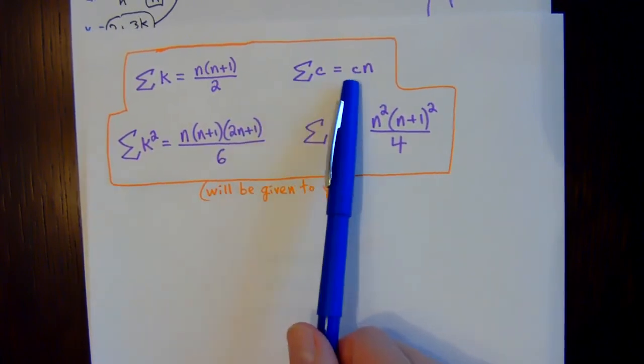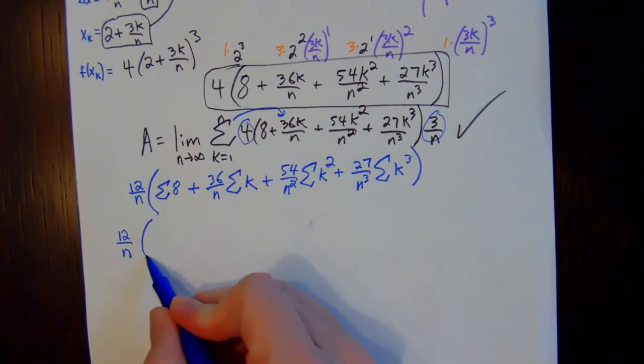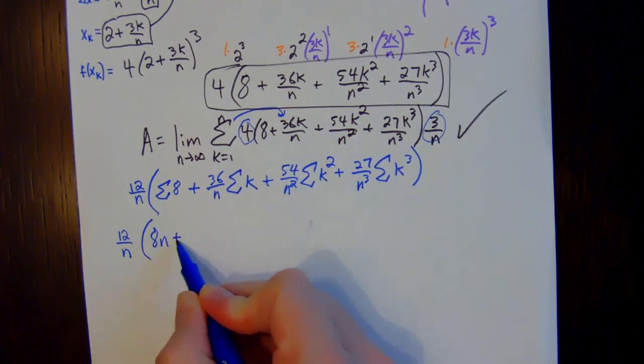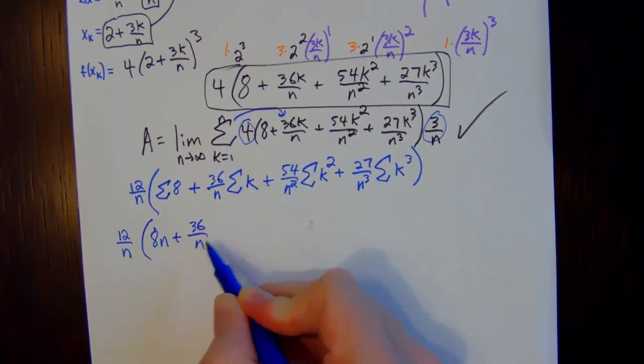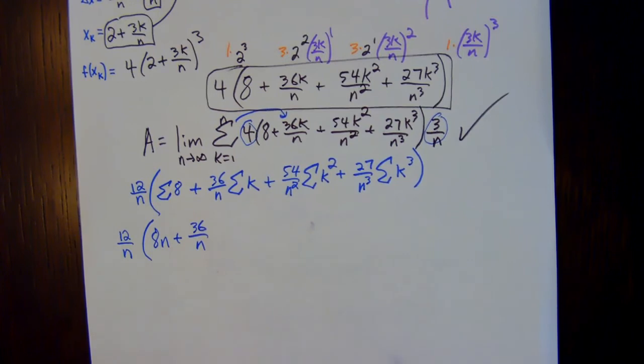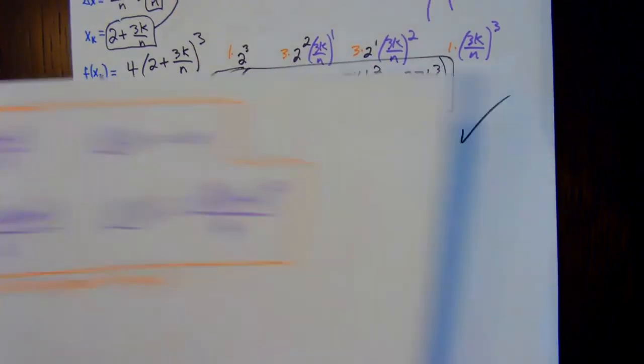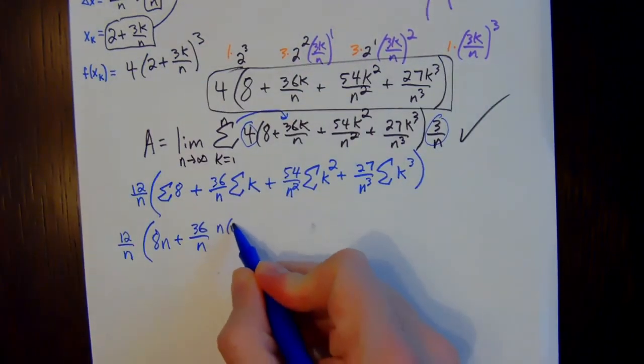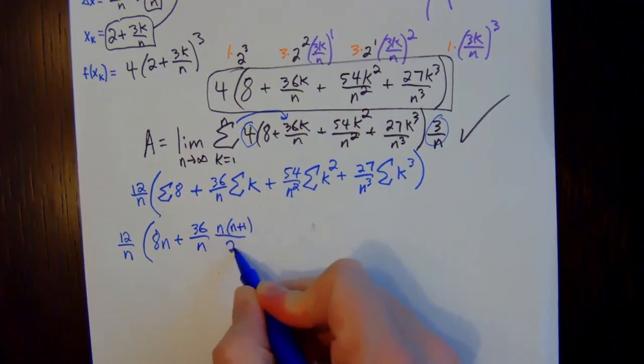So I have the summation of 8. That's just going to be 8n. And then we have the 36 over n, and now I have the summation of k, which is going to be n times n plus 1, all over 2.